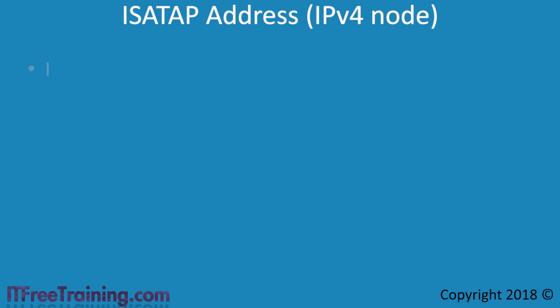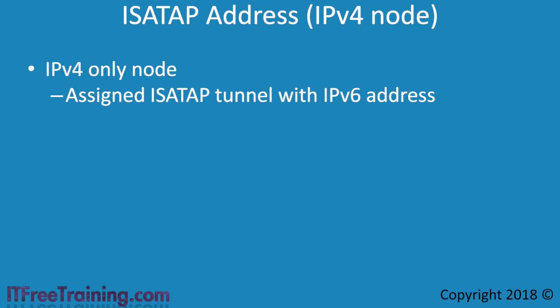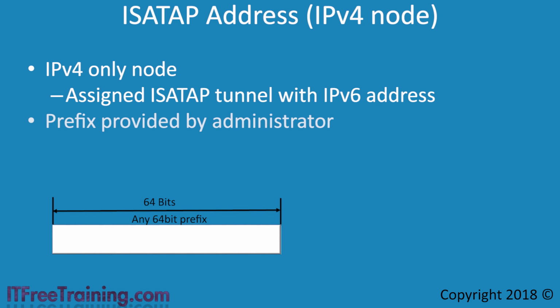To achieve this, an IP4 node creates a tunnel to the ISATAP router. This tunnel is assigned an IP6 address. The IP6 address of the tunnel is broken down into two parts. The prefix part is provided by the administrator. This can be any valid IP6 prefix. This is used for routing on the IP6 network and to send data to the ISATAP router.